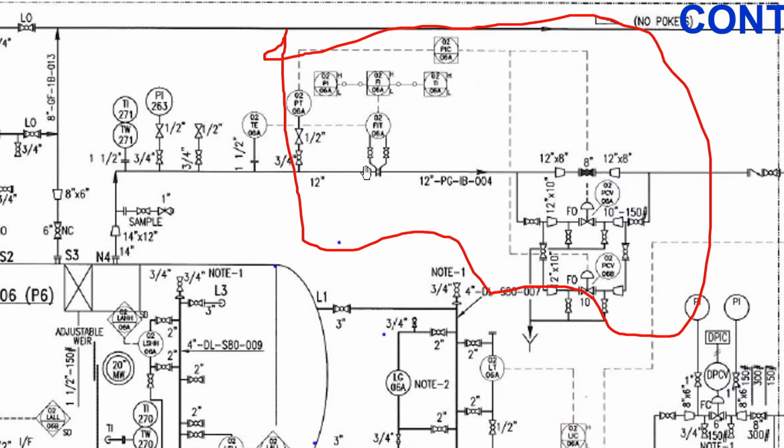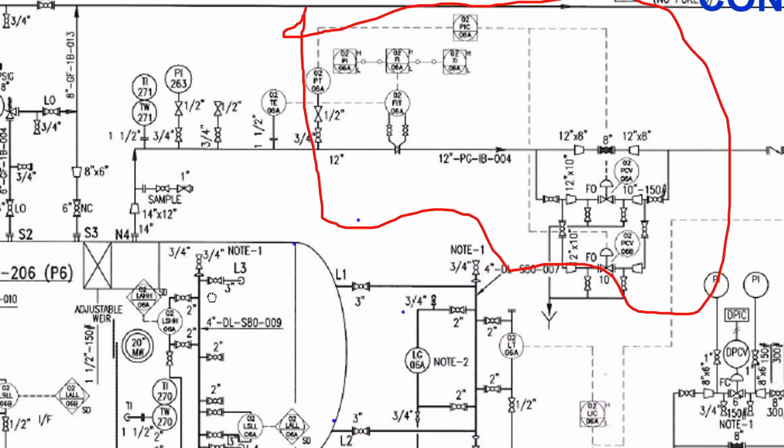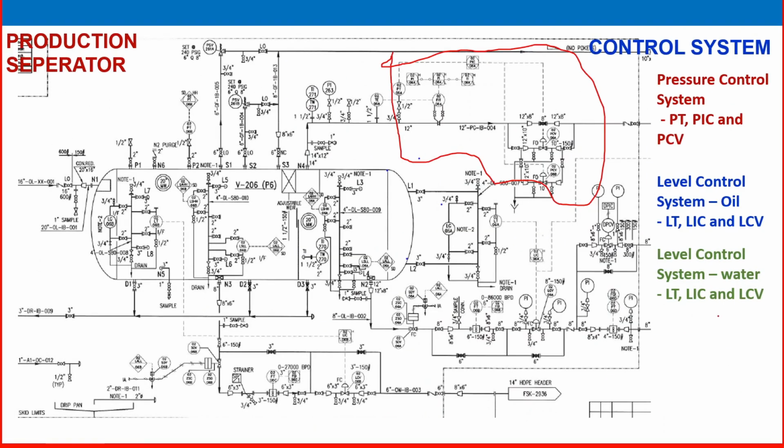We can easily control it. Whenever the pressure increases, the valve will open. Whenever the pressure decreases, the valve will close. So we can easily control the separator pressure. This is the main important control system in a separator.